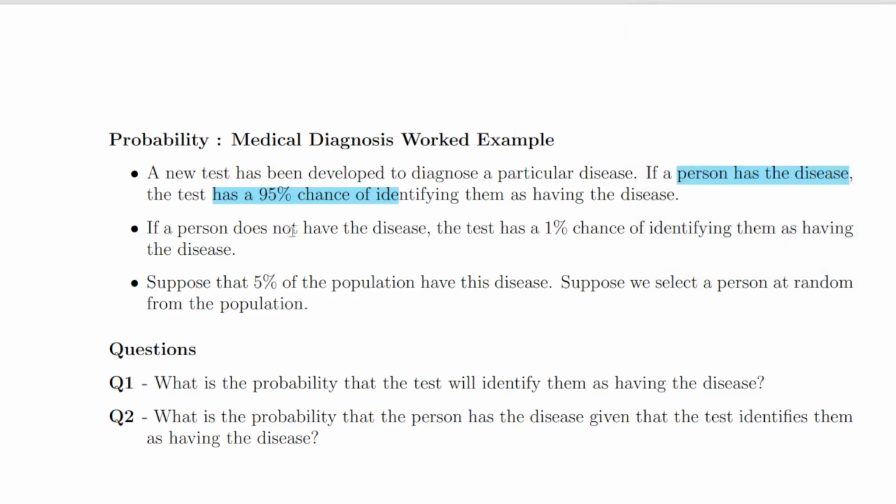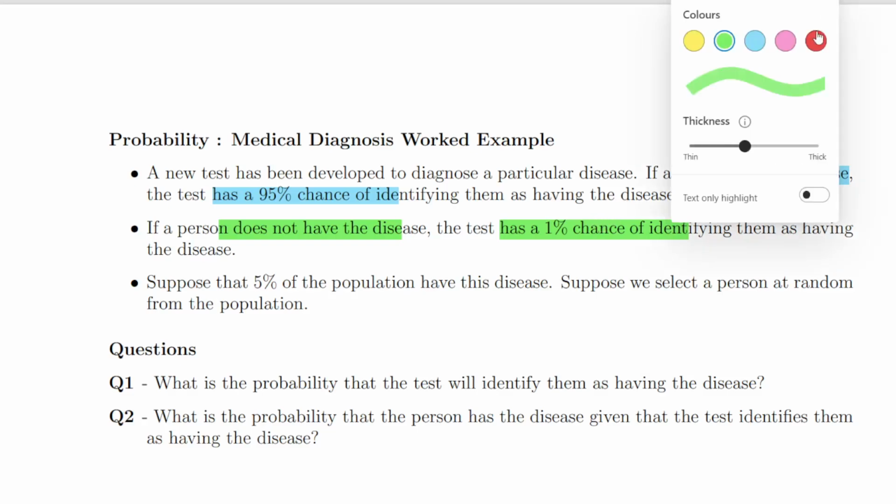If the person does not have the disease, the test has a 1% chance of identifying them as having the disease. So, this is an incorrect conclusion. In the first instance, up here, the first line, we have a correct conclusion. This is an incorrect conclusion.